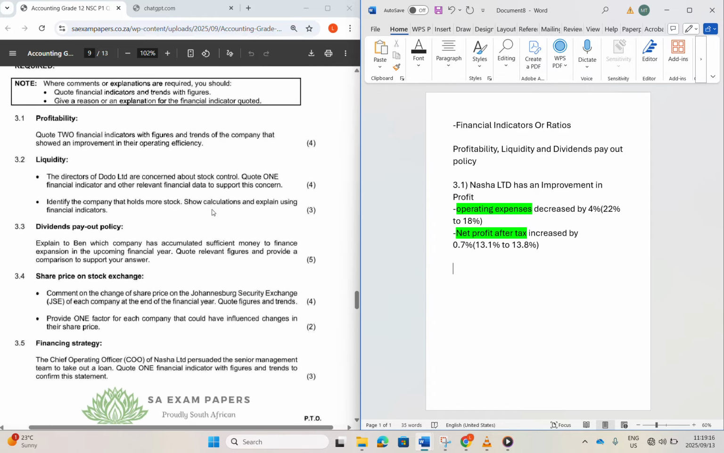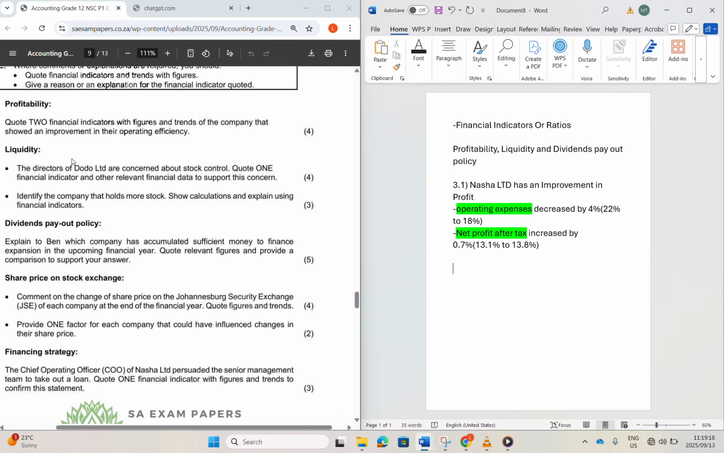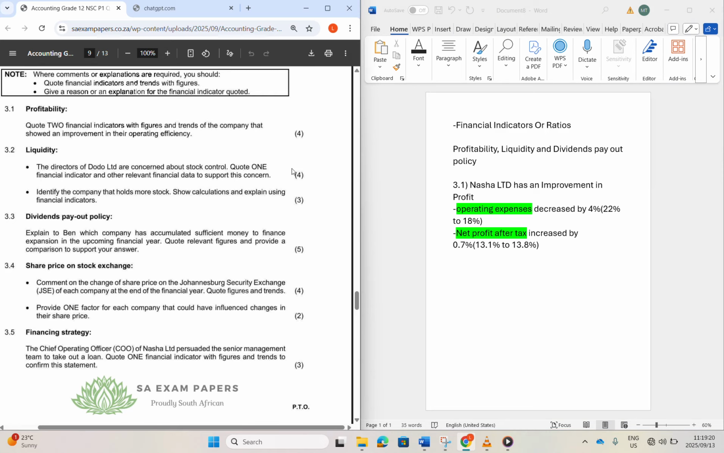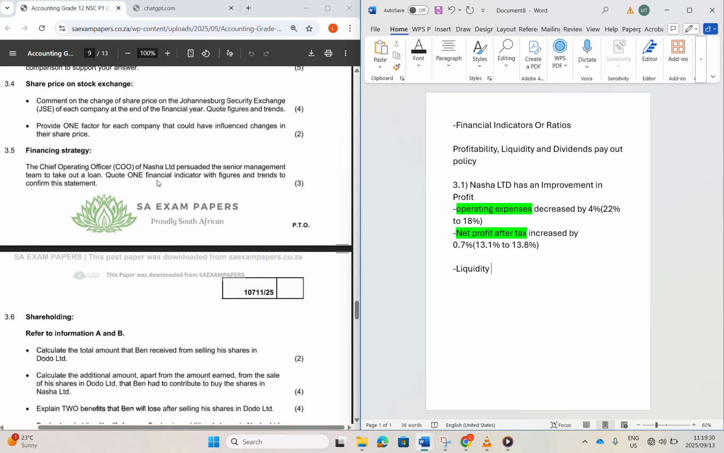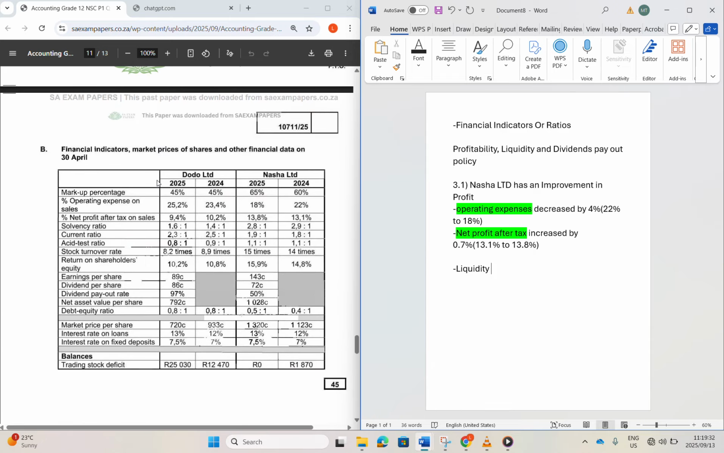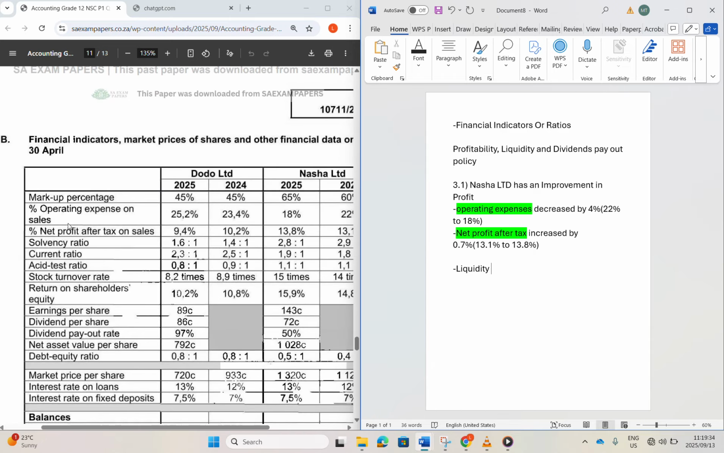So looking at their liquidity, we have like 6 financial indicators for liquidity. So let's check them without having to read the question. Solvency, we have 1. Solvency is liquidity.